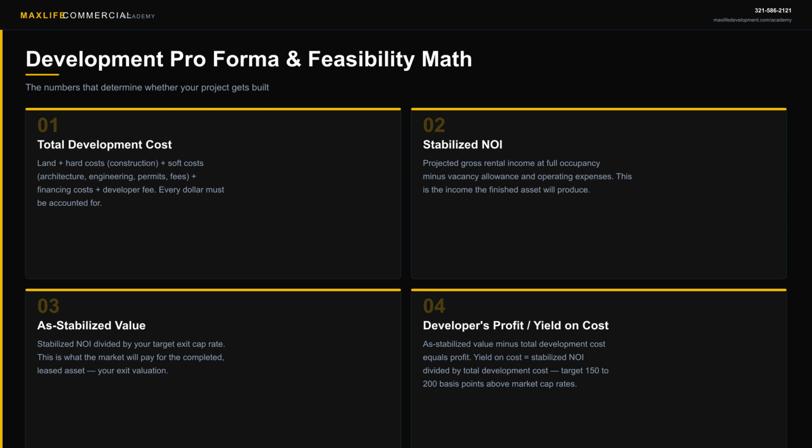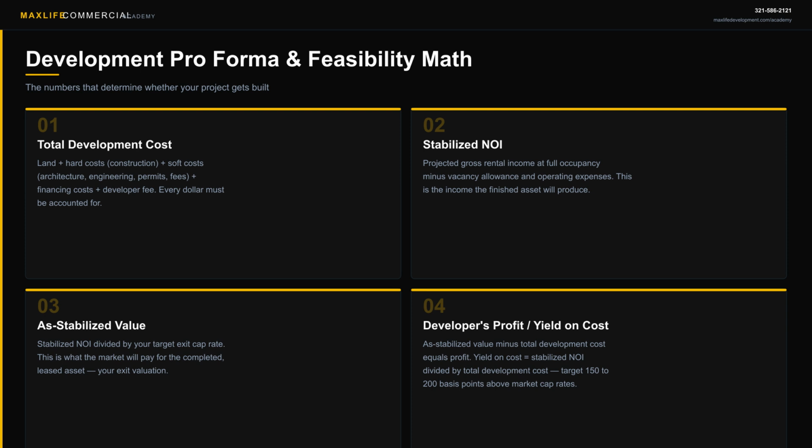If the market is trading stabilized retail at a 6 cap and your project produces $300,000 in stabilized NOI, your as stabilized value is $5 million. Your profit is as stabilized value minus total development cost.